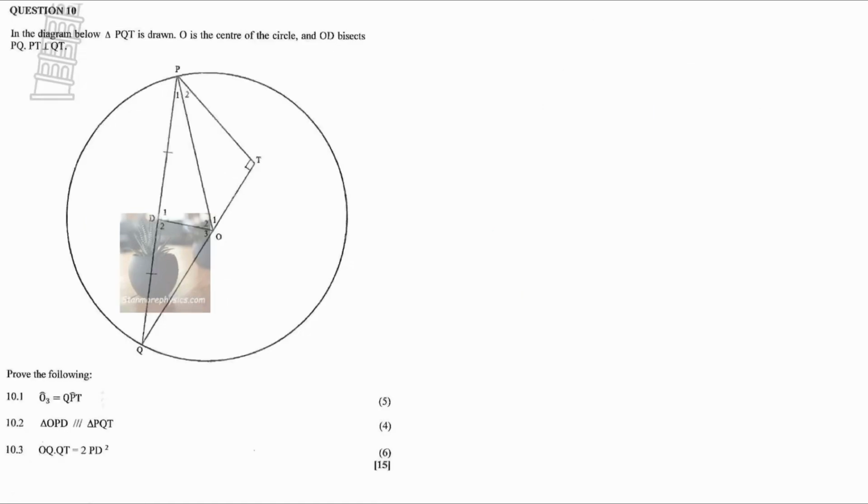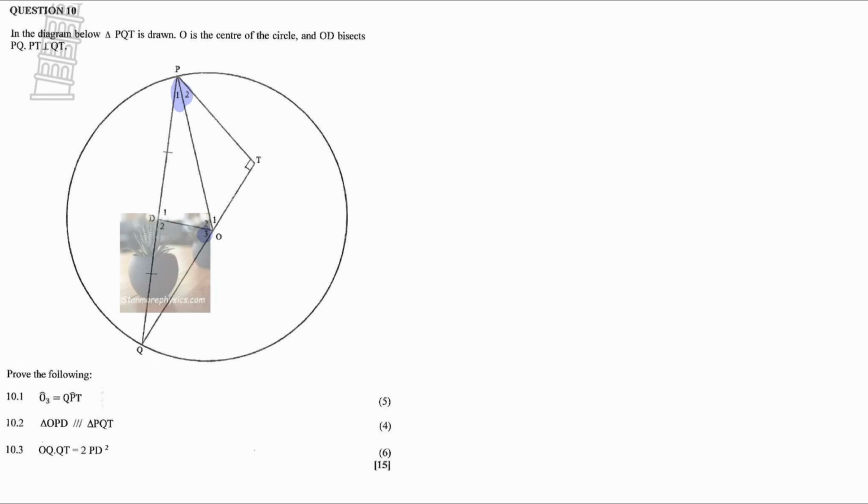Question 10. In the diagram below, triangle PQT is drawn. O is the center of the circle and OD bisects PQ. PT is perpendicular to QT. Prove the following. 10.1, O3 is equal to QPT. So I'm going to highlight that. They want us to show that this angle here is equal to this angle here.